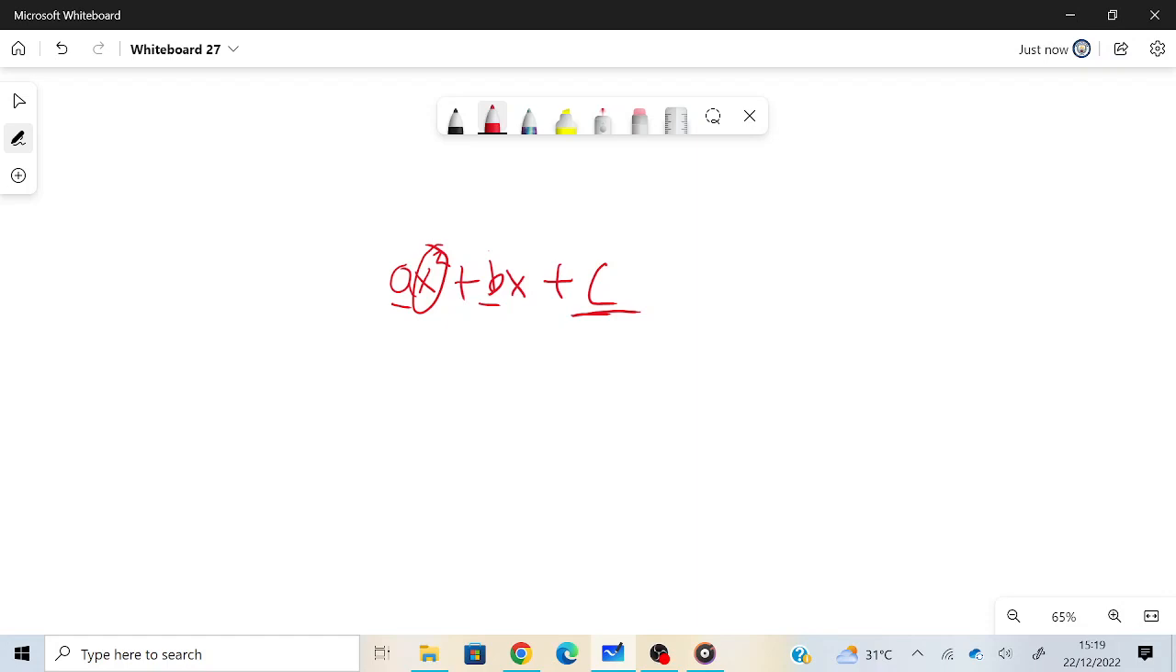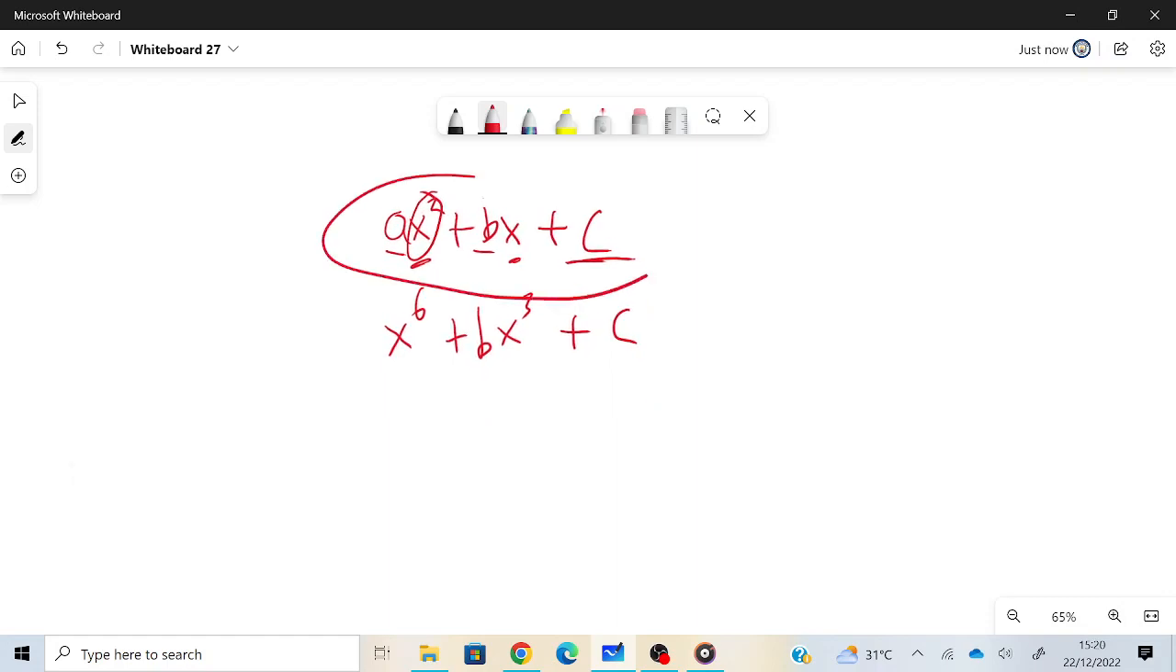In a disguised quadratic, most of the time you might see something like this. For example, x to the power of 6 plus bx to the power of 3 plus c. And now you would say that, okay, yes, it's not a quadratic equation yet because you don't have an x squared and you don't have an x, but in order to deal with disguised quadratics, it's all about how you can rearrange the equation and drive it back into this format.